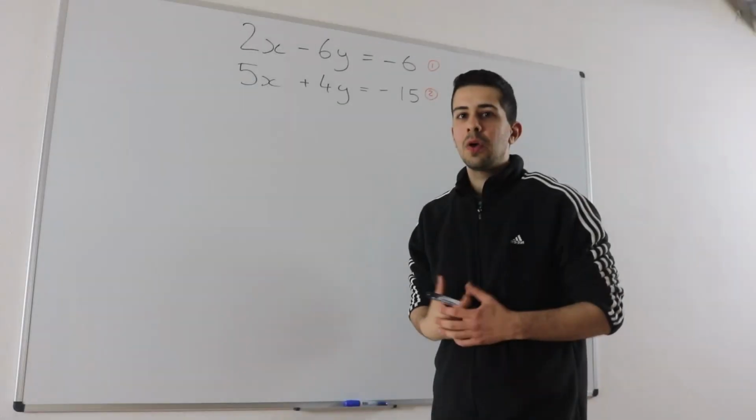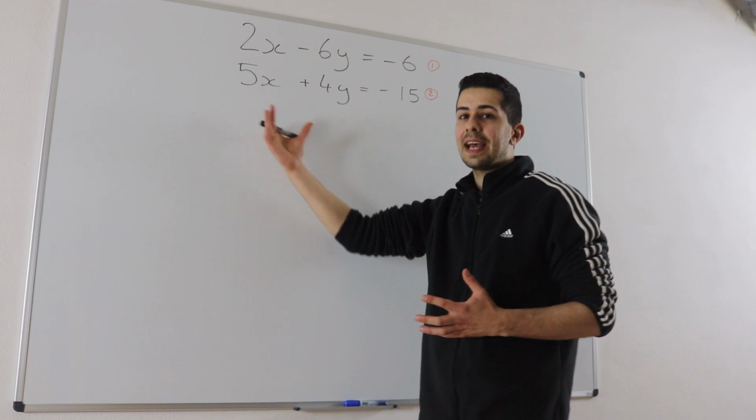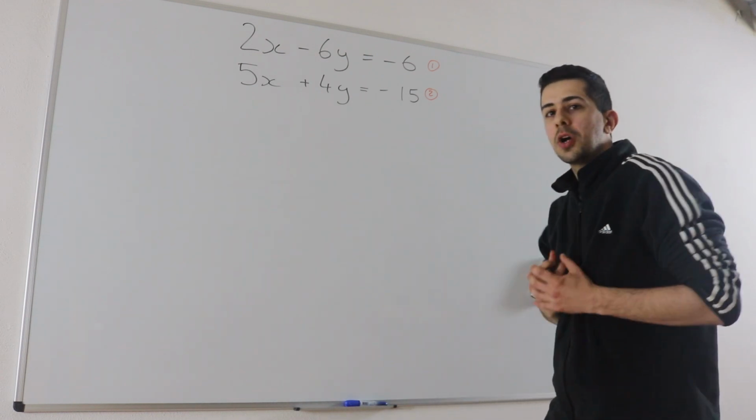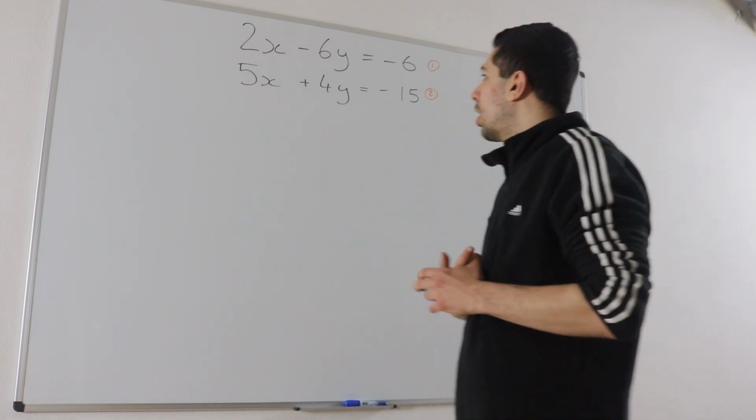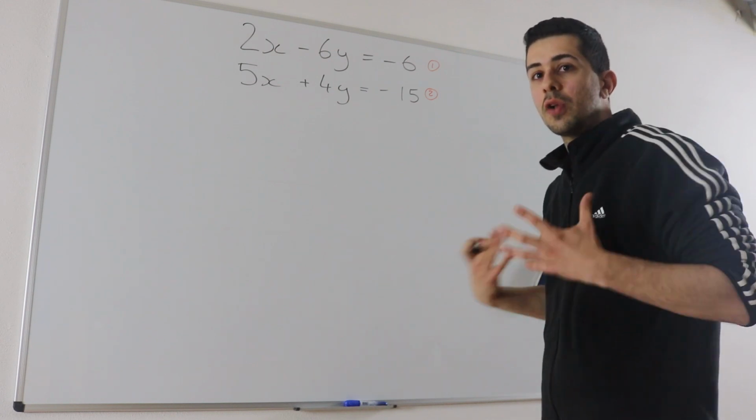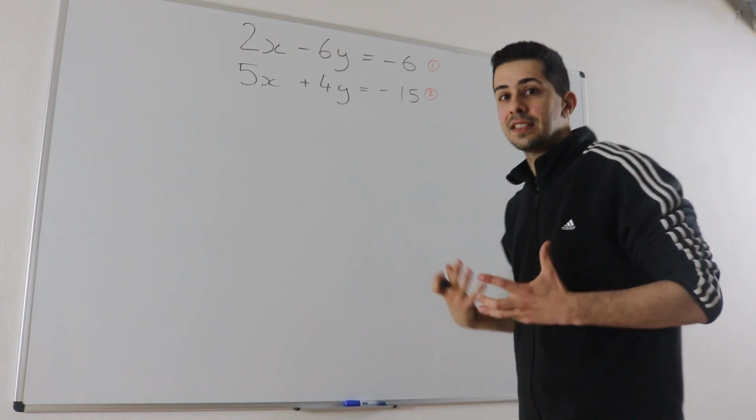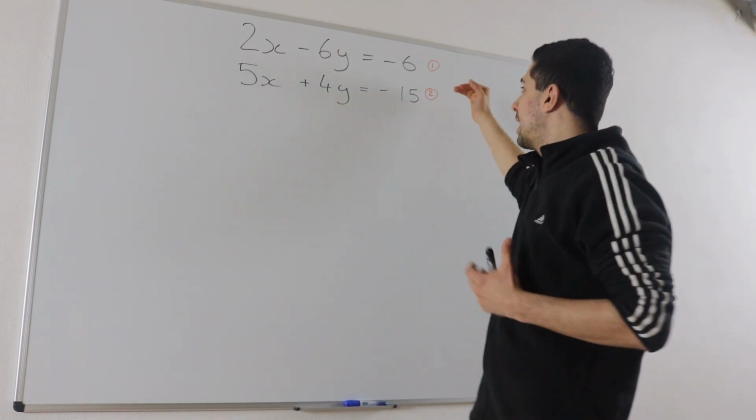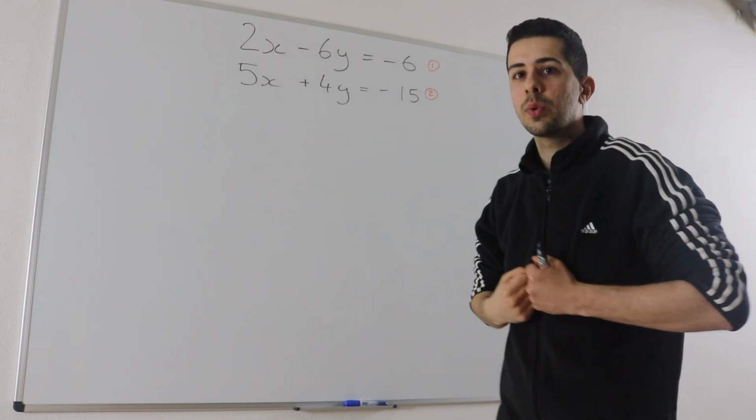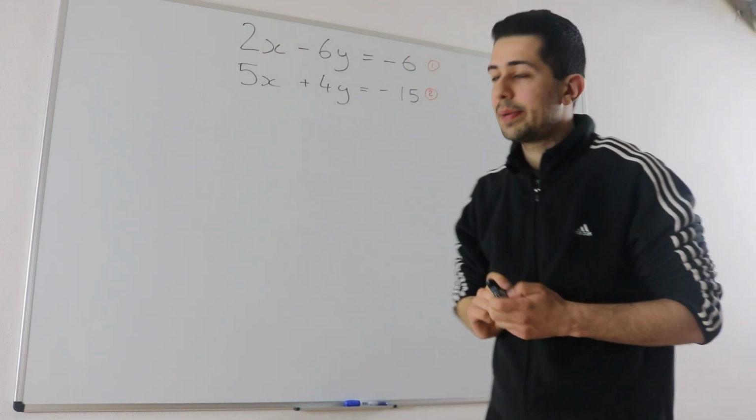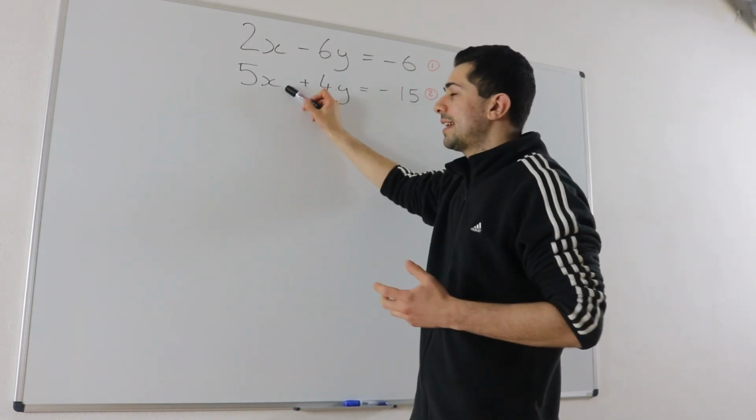In this problem, we can choose to eliminate either the x or the y. This is because there is no easy way of solving it just by multiplying one of the equations. In fact, in this case, as you're going to see, I have to multiply both equations to find what we call the lowest common multiple.